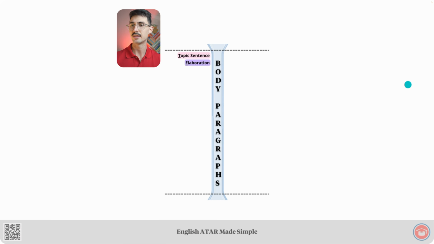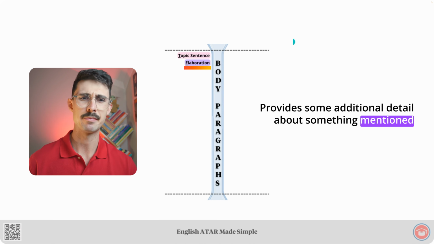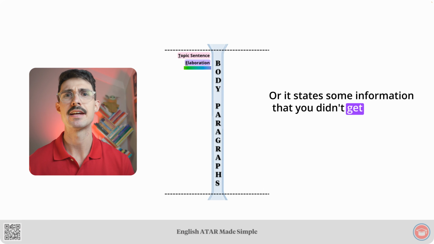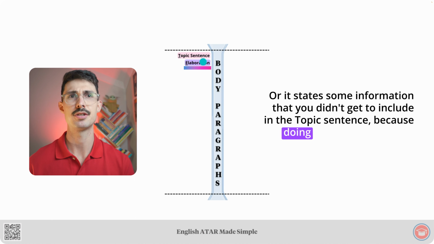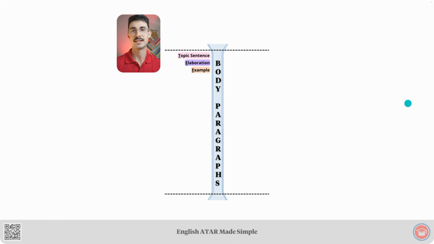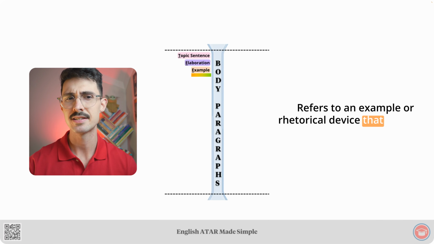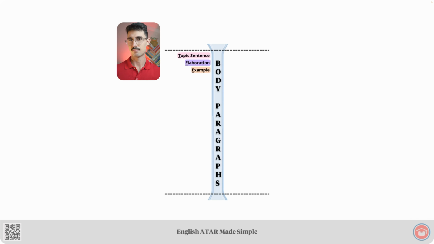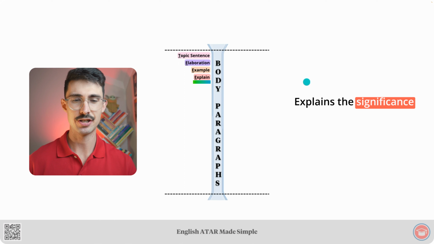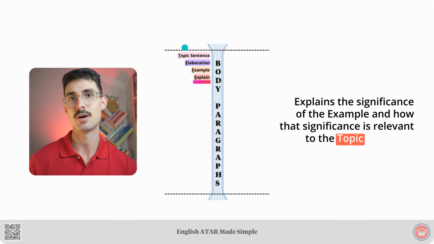Next up, we've got the elaboration. The elaboration provides some additional detail about something mentioned in the topic sentence, or it states some information that you didn't get to include in the topic sentence because doing so would have made it too wordy, too lengthy. From there, we have the example. The example refers to an example or rhetorical device that backs up your topic sentence. Then we have the explain. The explain explains the significance of the example and how that significance is relevant to the topic sentence.